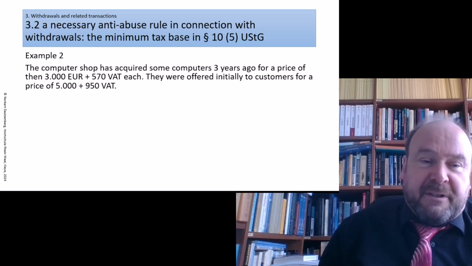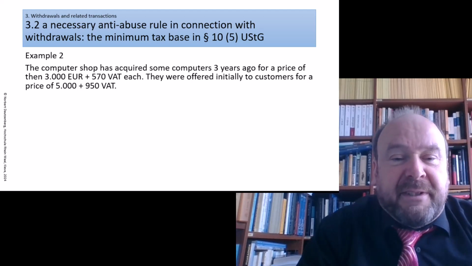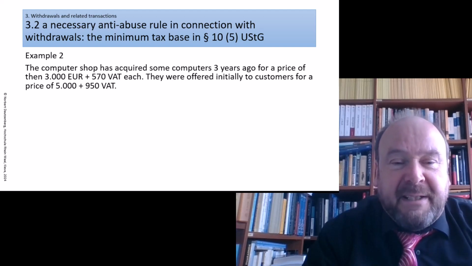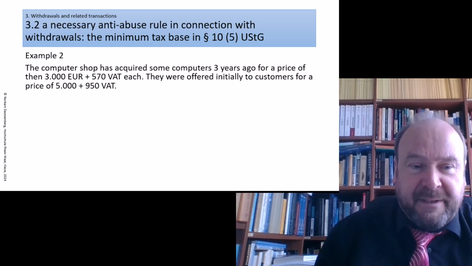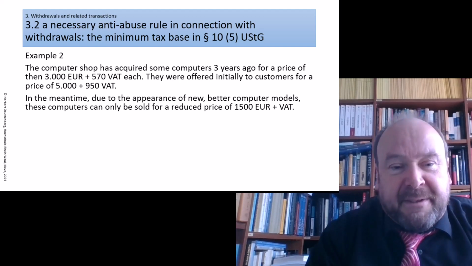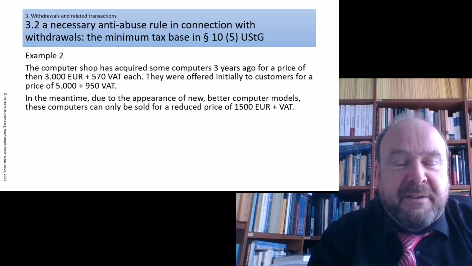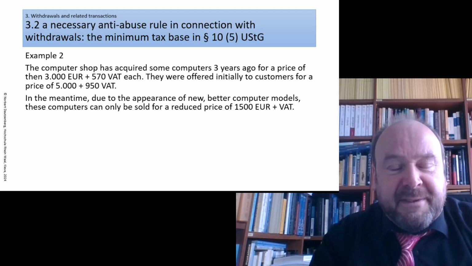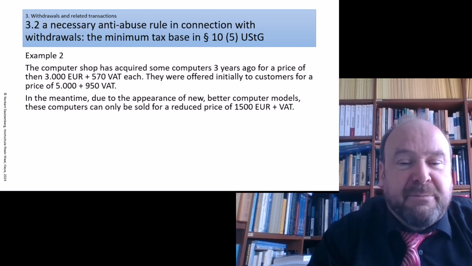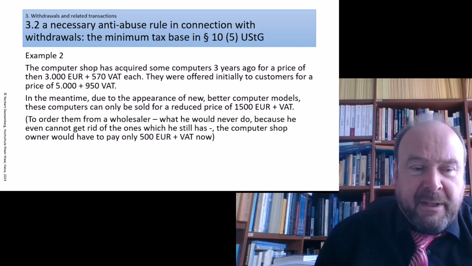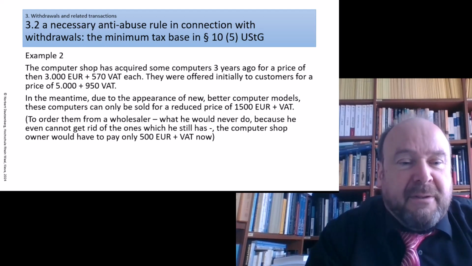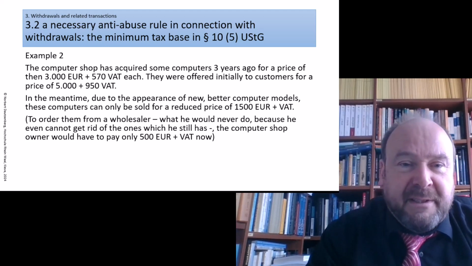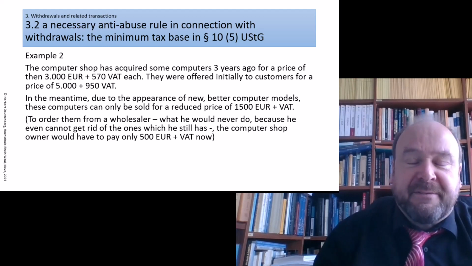Another example, we have a computer shop. They acquired some computers 3 years ago for a price of 3,000 plus VAT. And initially these computers were offered to customers for a price of 5,000 net plus VAT. So that was all very nice. However, shortly afterwards a new, better computer model appeared. So these computers can now only be sold for a reduced price of 1,500 plus VAT. And if we were still ordering others of that model from a wholesaler, then the wholesale price would even have dropped down to 500 plus VAT.